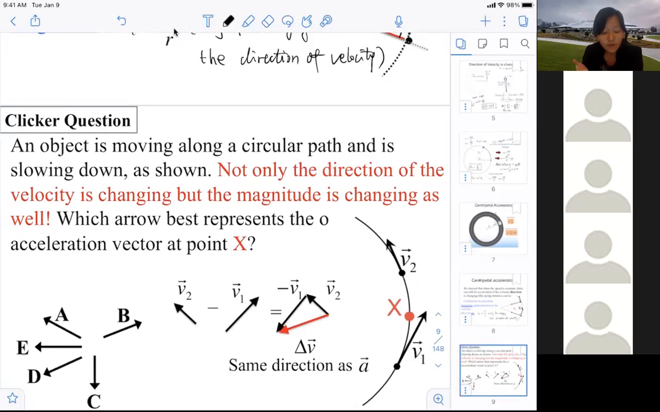So in this case, for example, you have an object that's moving along a circular path, but at the same time it's slowing down, right? It's going from V1 to V2, the length of your vector is shorter, meaning that the magnitude of your velocity becomes smaller. So which one of these arrows will represent your acceleration at point X?